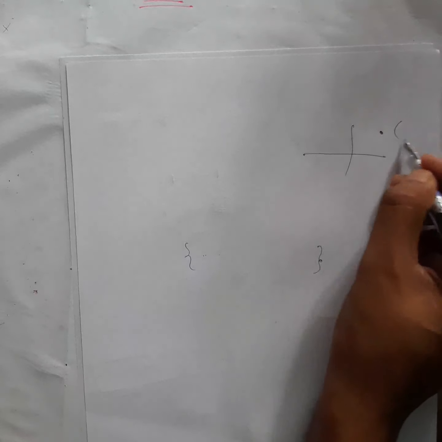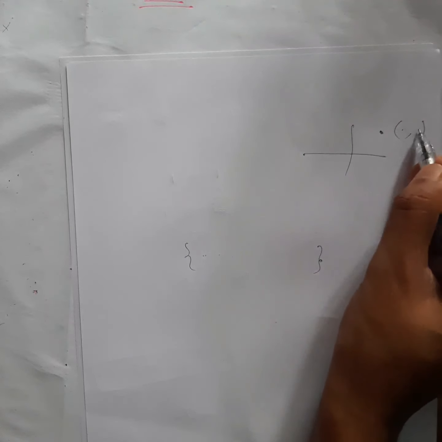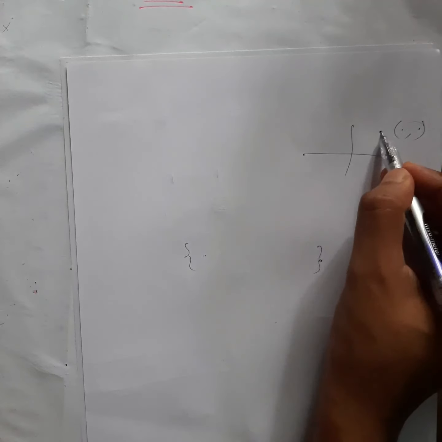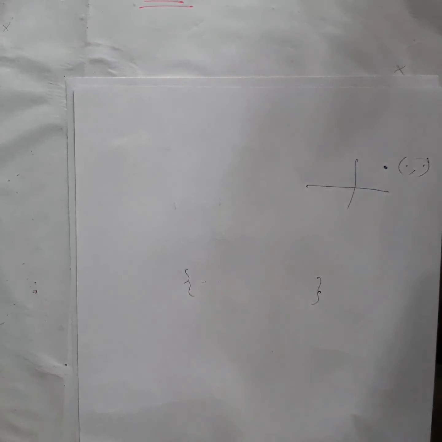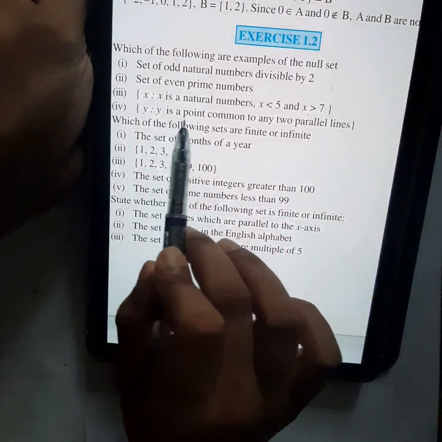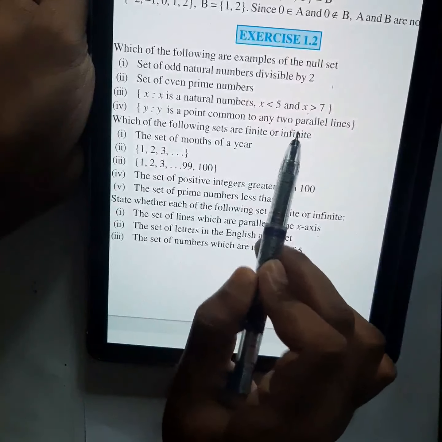You know, right, what are points? In a graph we used to plot points. Remember, a point always has an x coordinate and a y coordinate. So those kinds of elements will be there. Now the question is, what points? Y is a point common to any two parallel lines.